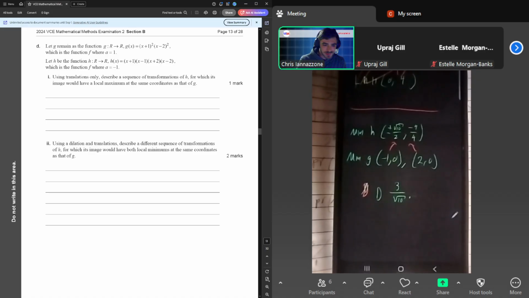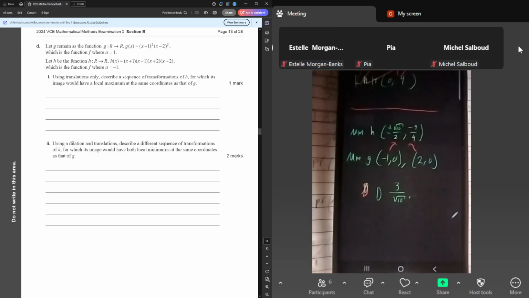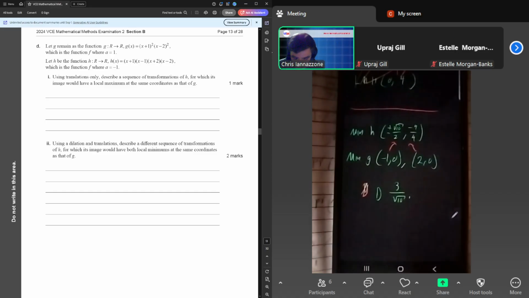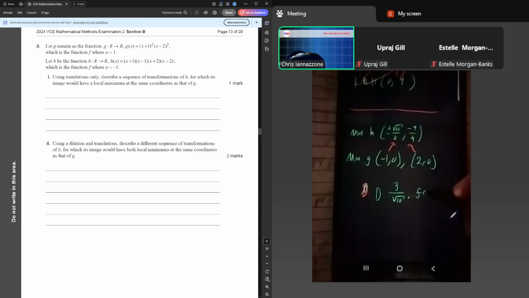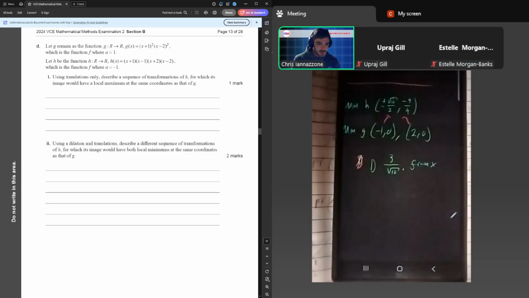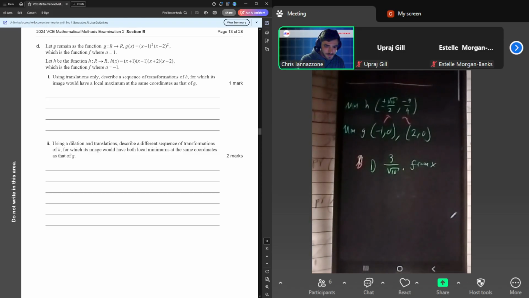Good. A lot of people will accidentally say x, because I'm saying x a lot. When you say from a thing, it's going in the opposite direction. So you would say this is a dilate of 3 over root 10 from the y-axis. Cool. That gets us our dilate factor.